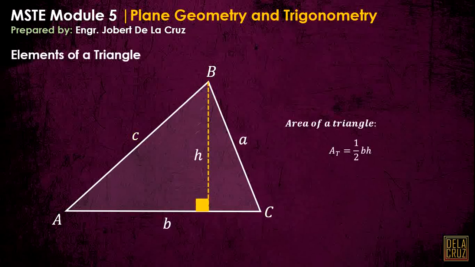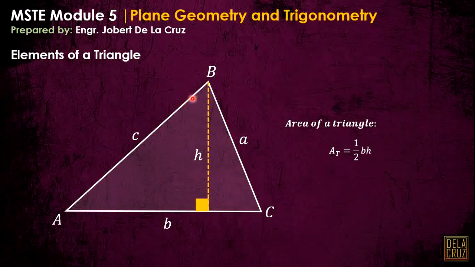Okay, now let's have the elements of the triangle. Okay, the area of the triangle is equals to 1/2 of the reference base times height. Okay, so let's generalize this one. So, the base is this one. If this b is our base, then the height should be the altitude, no? That should be perpendicular to this base to the vertex. Yan yung definition ng h dyan, the altitude.